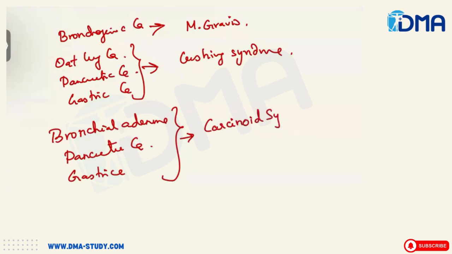How do you diagnose carcinoid syndrome? Carcinoid syndrome is diagnosed by measuring 24 hours urine 5-hydroxyindole acetic acid. This is a breakdown product of serotonin. So the 24 hours measurement of 5-hydroxyindole acetic acid will give us an idea about the carcinoid syndrome.